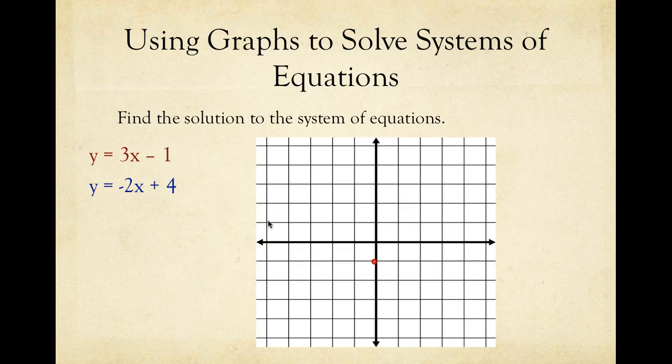The slope in this equation is 3. So I must go up 3 and over 1 and then place my second point, connect my dots and draw my line.